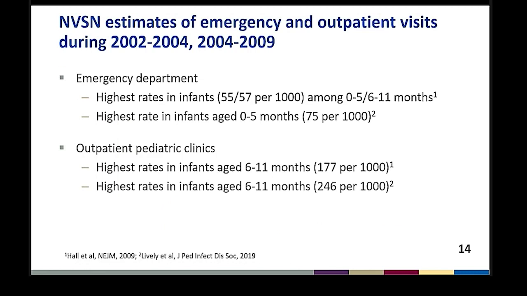NVSN data have also been used to develop estimates of emergency department and outpatient clinic visits. As with hospitalization rates, the highest ED rates have typically been seen in the youngest infants. In one surveillance period, rates were nearly equal among infants aged 0 to 5 months and those aged 6 to 11 months. In the second study period, 2004 to 2009, the highest rates of ED visits were in infants aged 0 to 5 months. Outpatient clinic rates were highest in slightly older infants aged 6 to 11 months in both surveillance periods. Next slide.